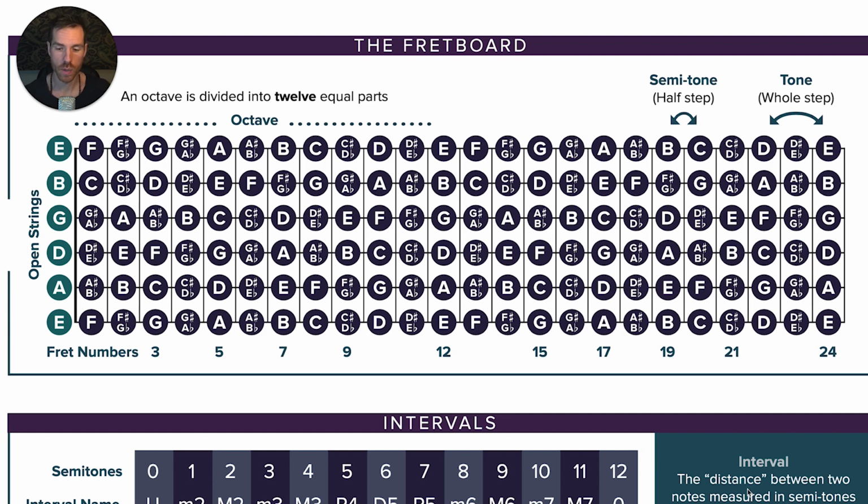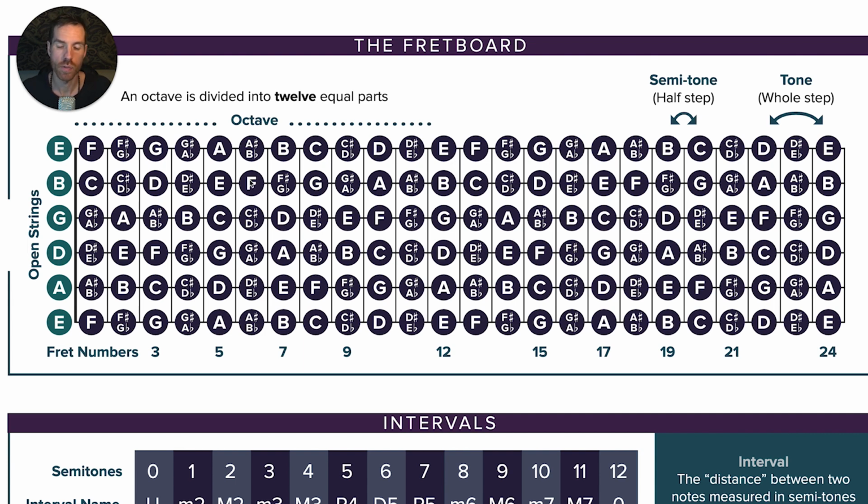So let's jump down here to our intervals chart. P5, 7. That means that if I pick some note and I go up 7 half steps, this will be a perfect fifth away. So let's start by choosing C. I'm going to count 7. 1, 2, 3, 4, 5, 6, 7. The answer is G.